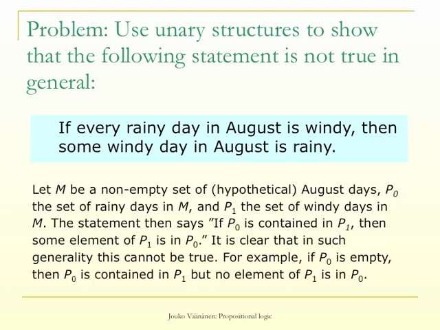Solution. Let M be a non-empty set of hypothetical August days, P0 the set of rainy days in M, and P1 the set of windy days in M. The statement then says, "If P0 is contained in P1, then some element of P1 is in P0." It is clear that in such generality this cannot be true. For example, if P0 is empty, then P0 is contained in P1, but no element of P1 is in P0 because P0 is empty.